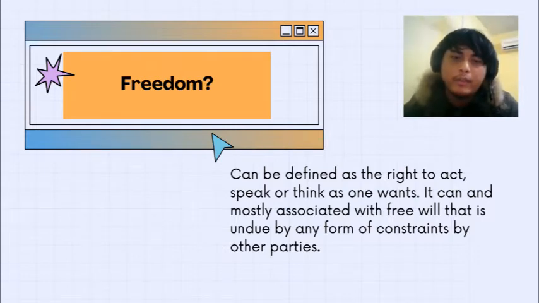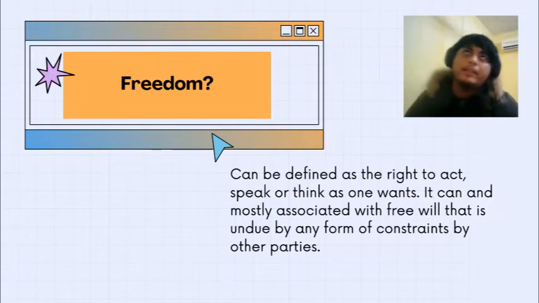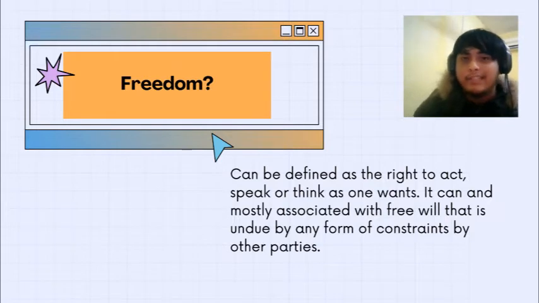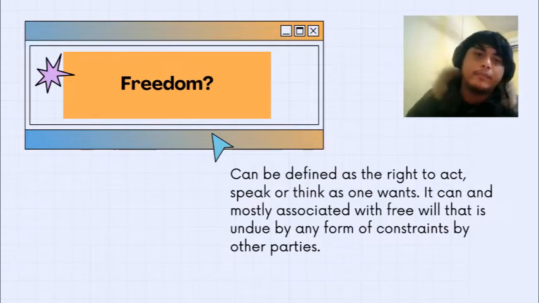First we'll look at freedom. Freedom can be defined as the power or right to act, speak, or think as one wants. It is also associated with having free will and being without undue or unjust constraints or enslavement by other forces. So a person has the freedom to do things that they will not, in theory or in practice, be prevented from by other forces. Basically, a person can do whatever he or she wants as long as it is not endangering themselves, endangering the people around them, or breaking any law.